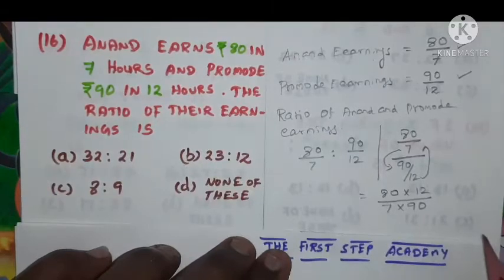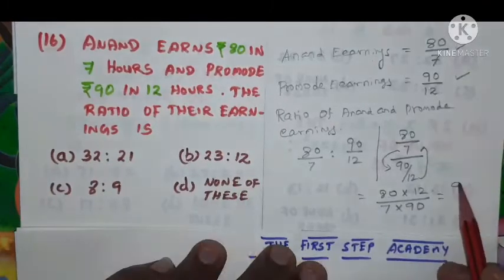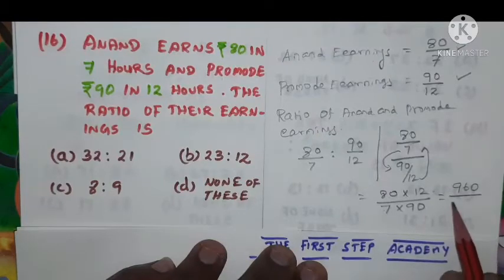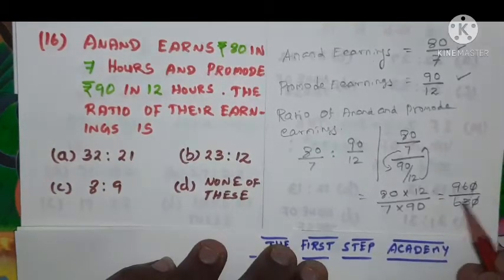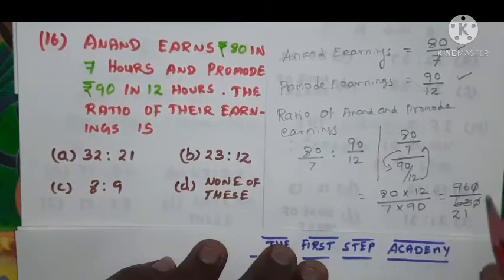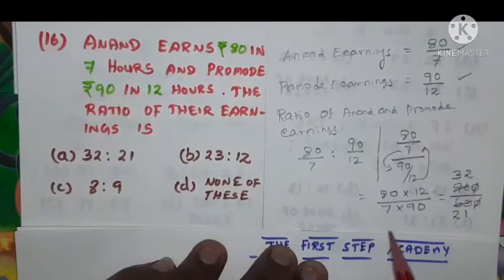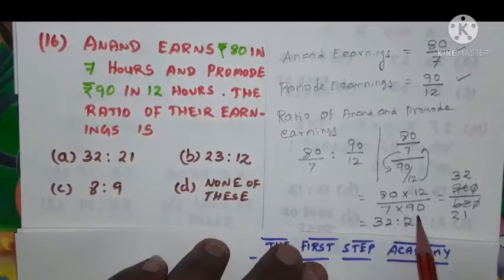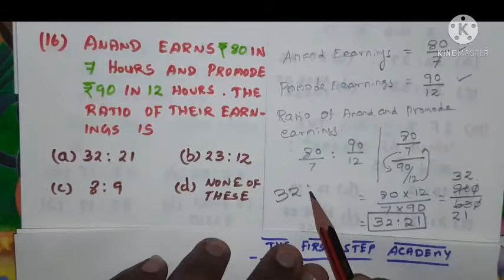Right? Now we need to consolidate this. So how do we consolidate? 80 into 12 is 960 divided by 7 into 90 is 630. So further, if we cancel this, 0 0 will cancel. Then if we cancel, 2 3s are 6, 1 3 is 3, where 3 3s are 9 and 2 3s are 6. So further we get the answer is 32 is to 21. This is the answer. So we got the earning ratio is 32 is to 21.